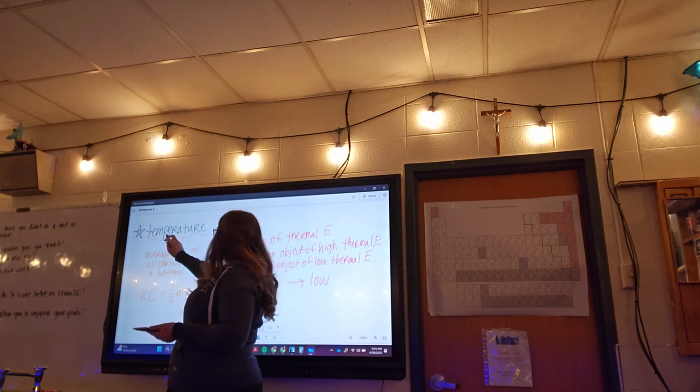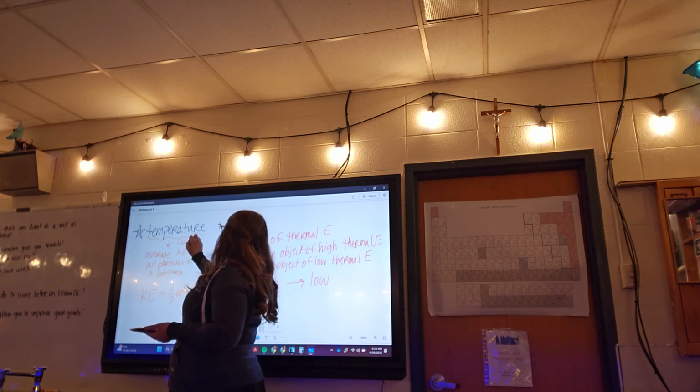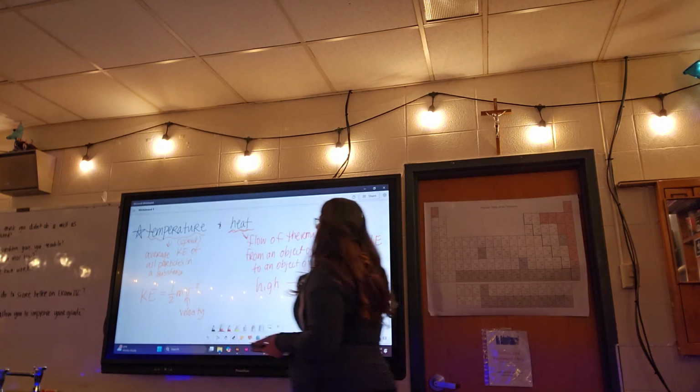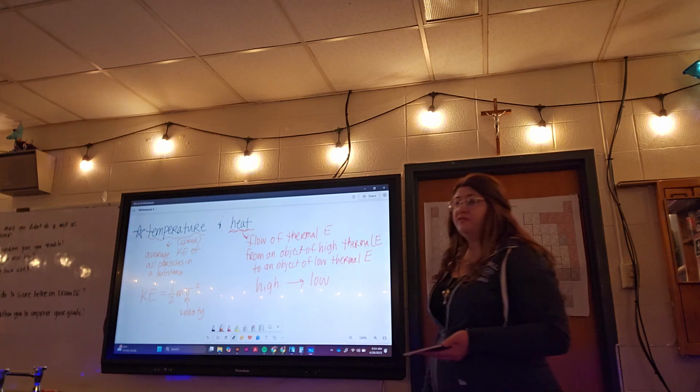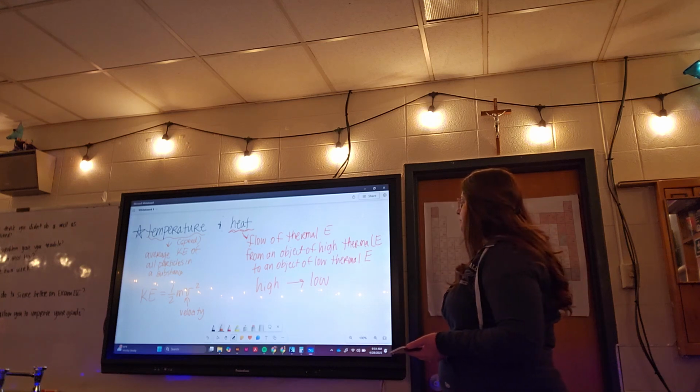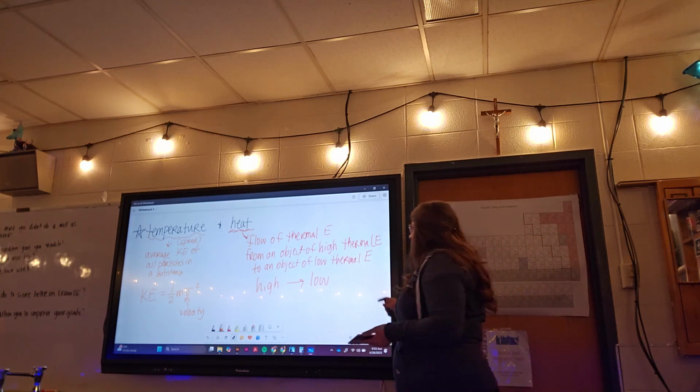So in other words, temperature is the average speed of all of the particles. So the higher the temperature, the faster the molecules are moving, provided they're the same mass.